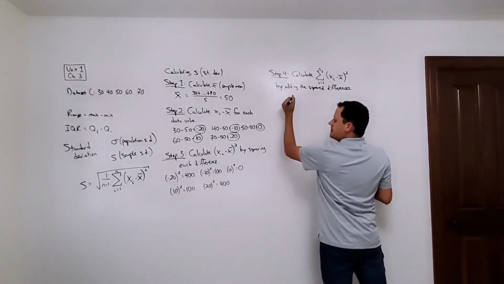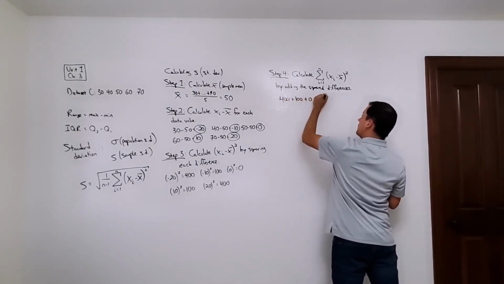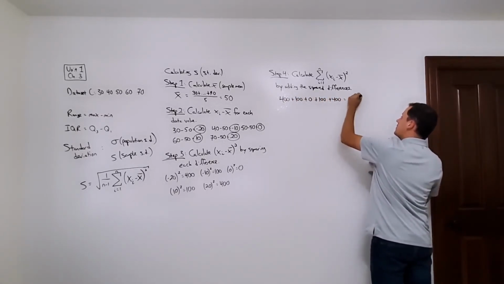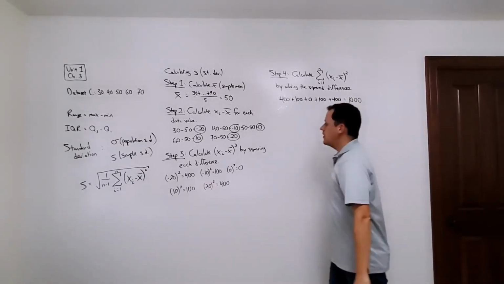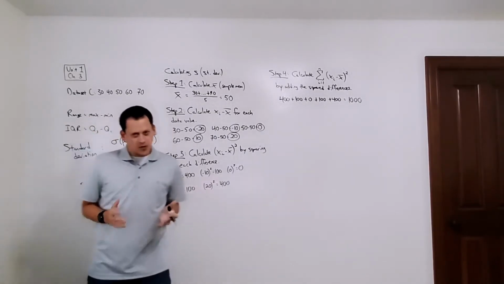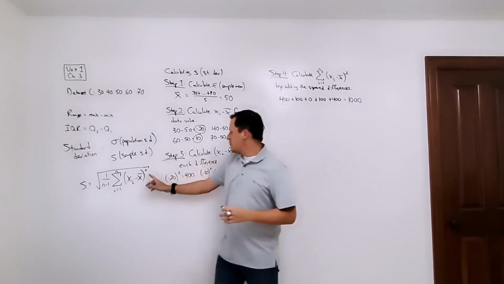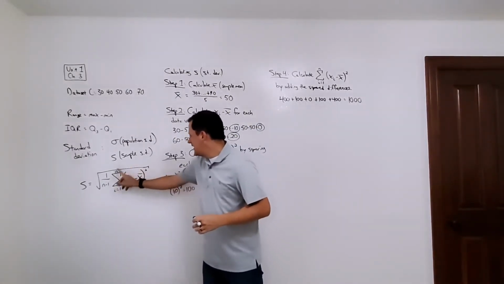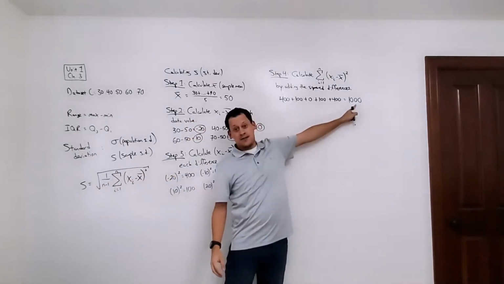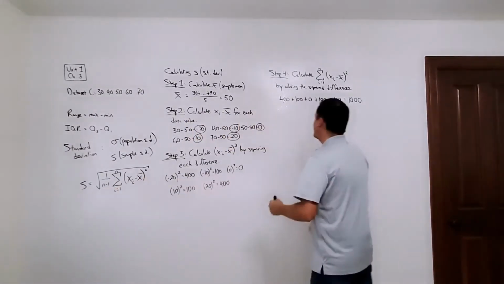Okay, so we've got 400 plus 100 plus 0 plus 100 plus 400. That is 1,000. Fantastic. We're so close. We've got almost everything that's inside the square root. We've got all of this. It looks like right now we need to take whatever this quantity is, which is 1,000, and divide it by n minus 1. That's step 5.